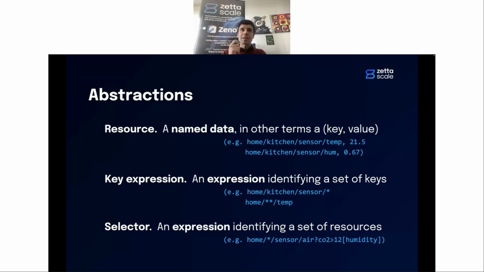Then we have a selector. What is a selector? A selector is an expression identifying a set of resources satisfying a given predicate, okay? And it also allows you to do interesting things like projections. So here, in this example, you see that I have home/*/sensor/air. Across all my rooms, I'm interested in the air sensor, but you see there is the question mark, only if the CO2 attribute of the air sensor is greater than 12, and in that case, the only thing that I want projected is the humidity.